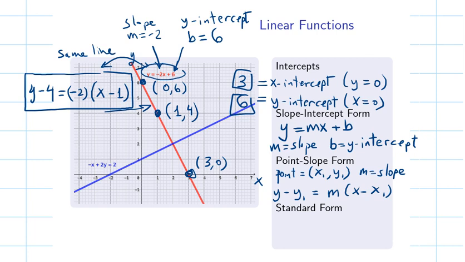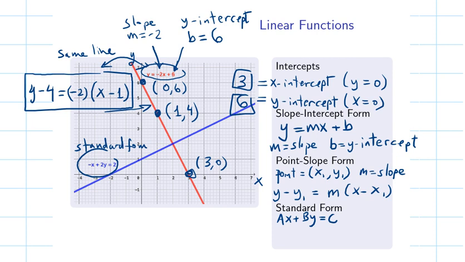There's also a standard form. The standard form has the form ax plus by equals c, and this is in standard form for the blue line. It's actually quite easy to figure out both the x-coordinates and the y-coordinates if you have the standard form.